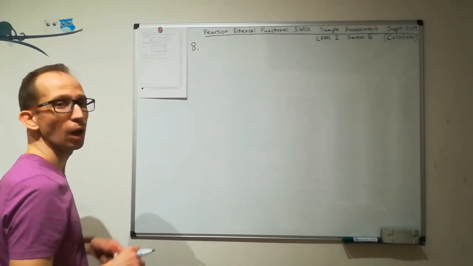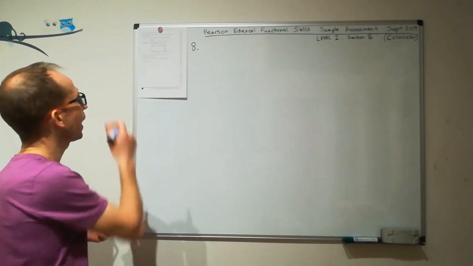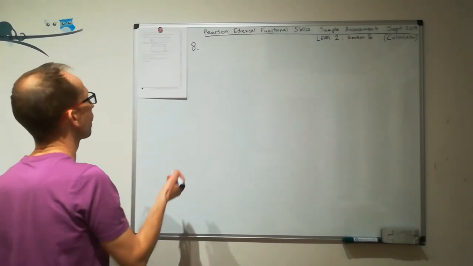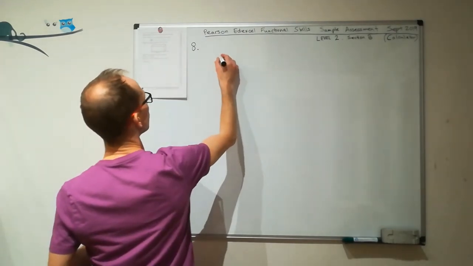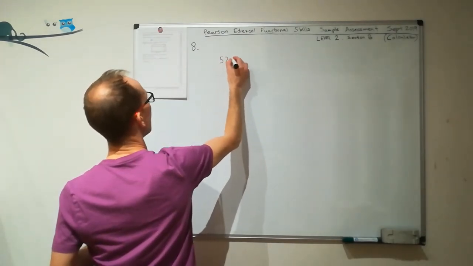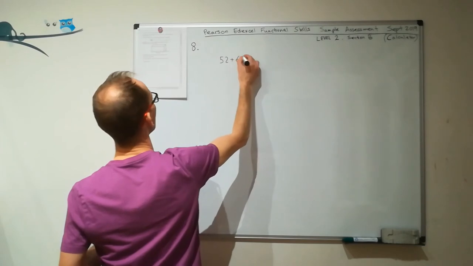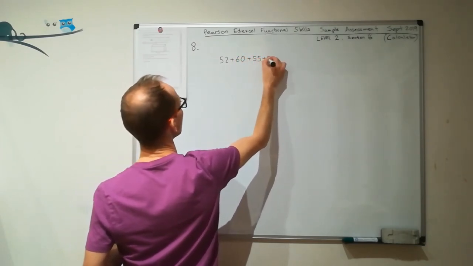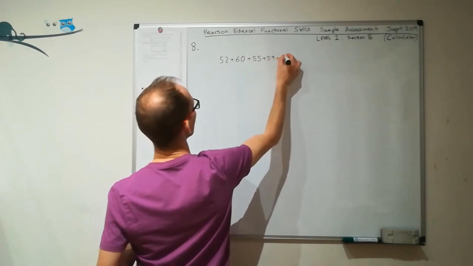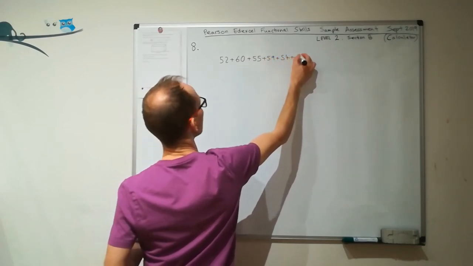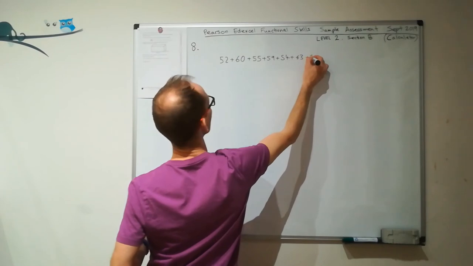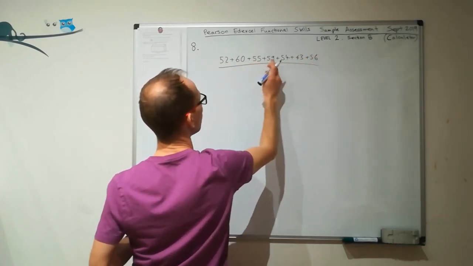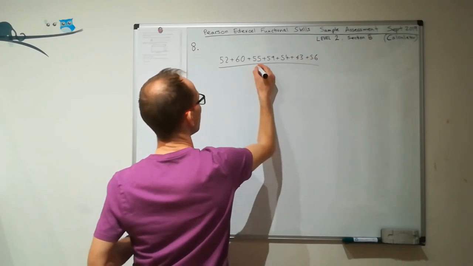So I'm going to work out my average. Now, it hasn't said what average to use. I'm going to work out the mean. So I'm going to add these together, and then I'm going to divide by the number I've got. 1, 2, 3, 4, 5, 6, 7, 7.